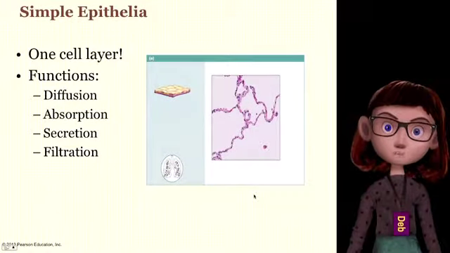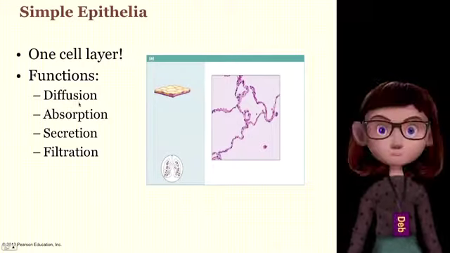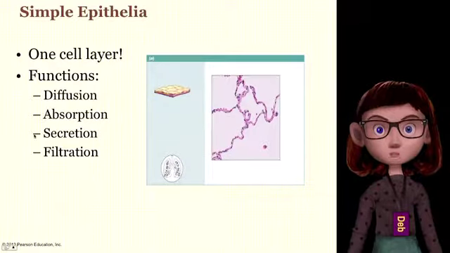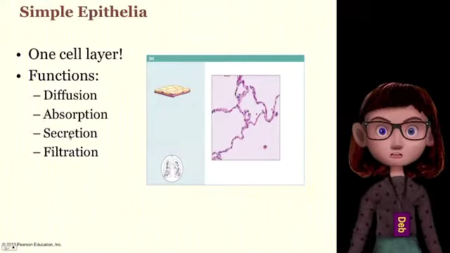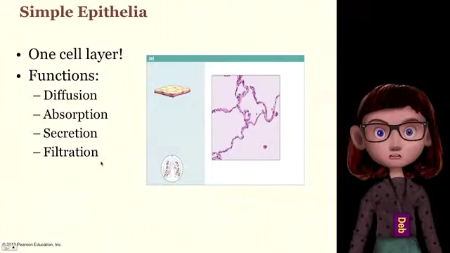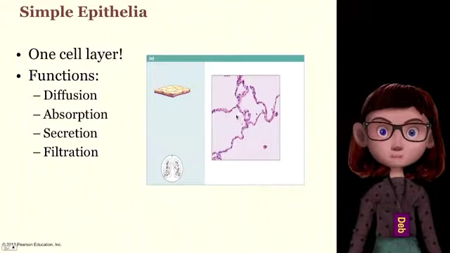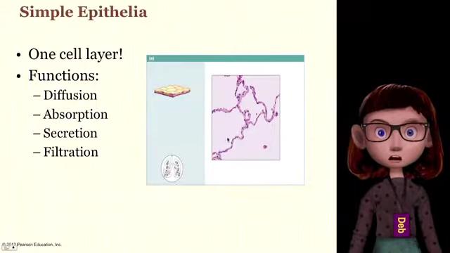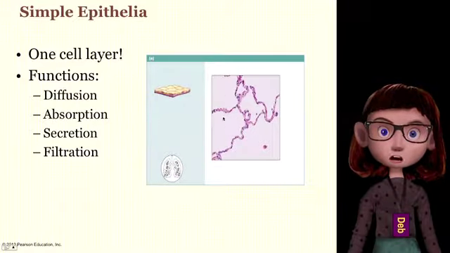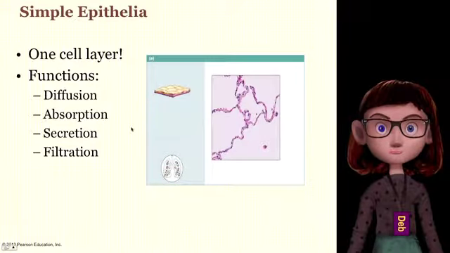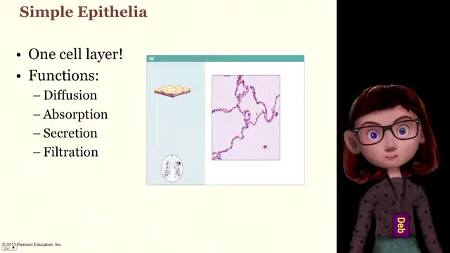So, simple epithelia, one cell layer thick. Functions are going to be for diffusion, absorption, secretion, and filtration. Of course, these are general functions depending on where in the body this simple epithelium is occurring. This is showing you in the lungs, and you can see these roughly circle-shaped structures here. This is really soft tissue, so they make a slice. These actually would be more like a circle shape because they're roughly spherical. These are the little air sacs in your lungs. So this is an example of a simple epithelium.